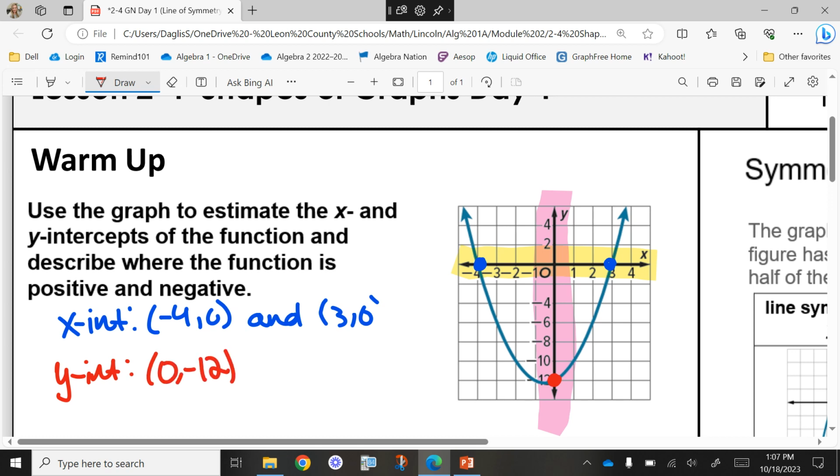Good. So remember, my x-intercepts have a y of 0 because it's only your x that we can see. Your y-intercept only has a y value. Your x is 0 because we can only see the y value. Okay?